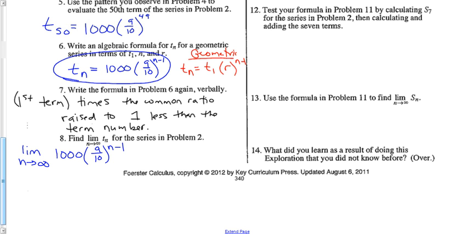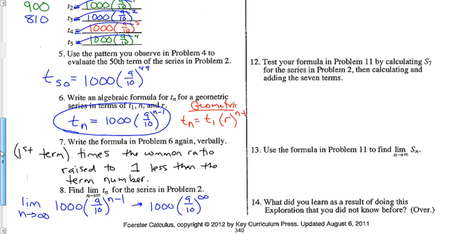So what we need to know is, what's happening as my 9/10 is being raised to bigger and bigger powers? Anytime we have a fractional value raised to infinity, so we're looking at 1,000 times 9 over 10 raised to the infinity, that thing is trying to become 0. Now, let's think for a minute, go back to our table at the beginning.